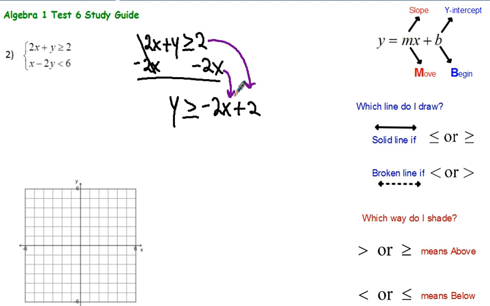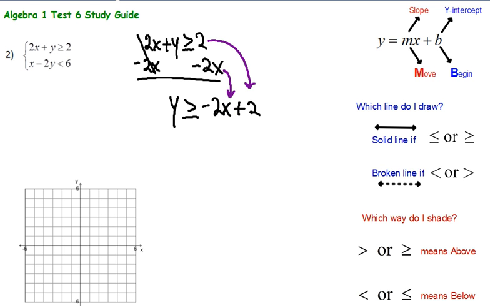Now why did I put it in that order? Why didn't I say 2 minus 2x? Well, look at slope-intercept form. See how it says y equals mx? So the x is in the middle, and the number that's by itself is at the end. So that's why I would write it in that way. All right, so let's graph that one.